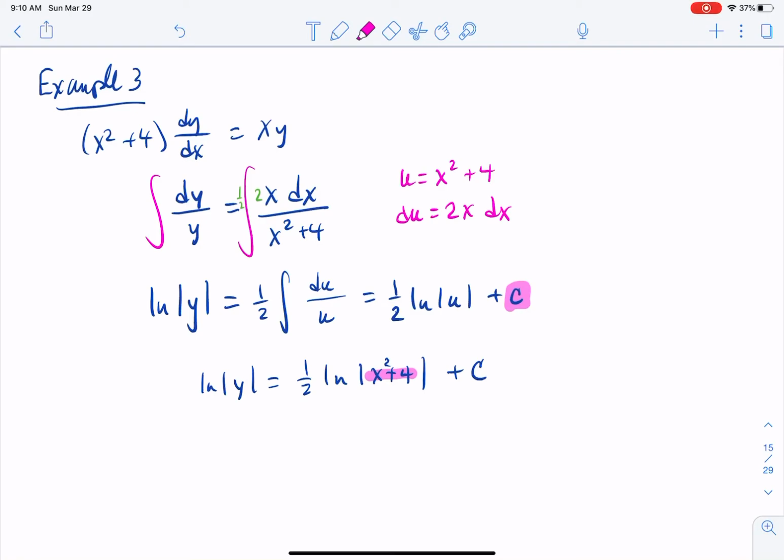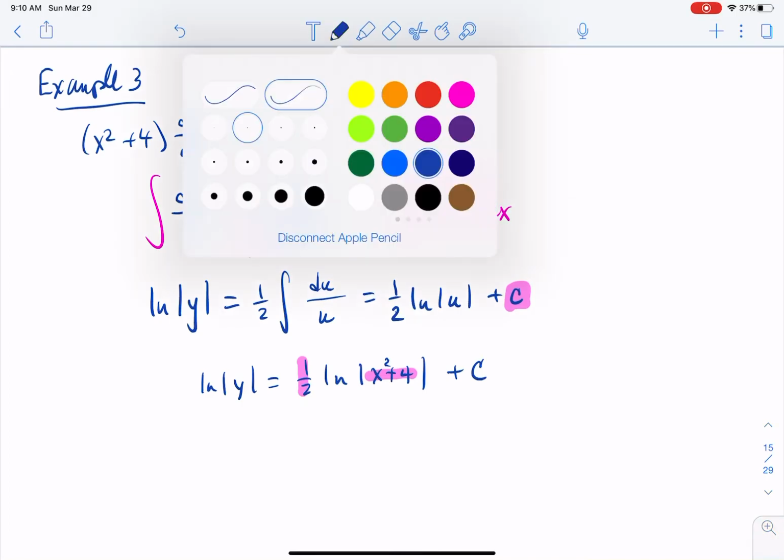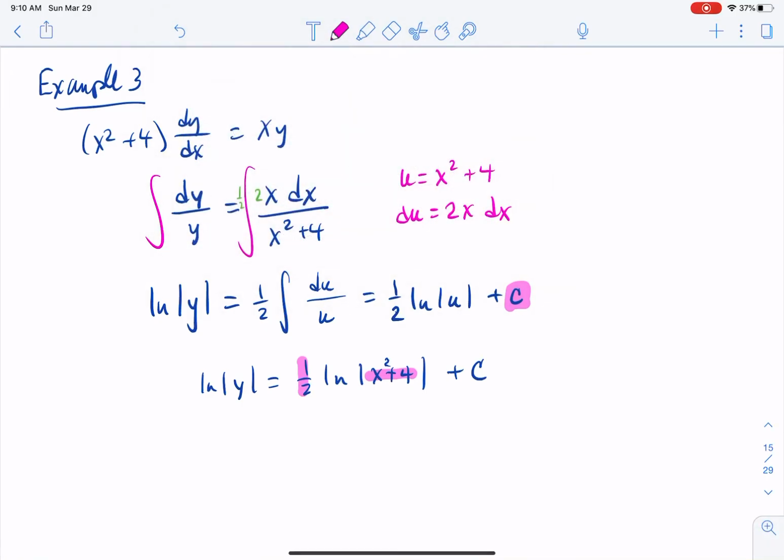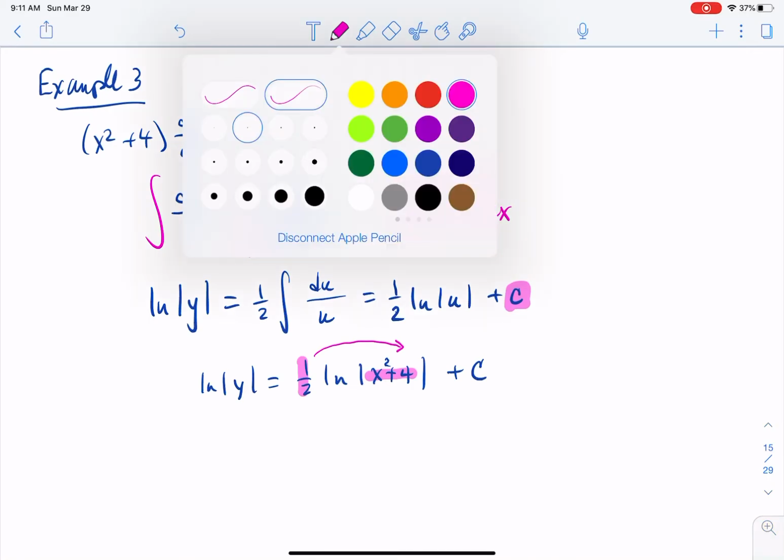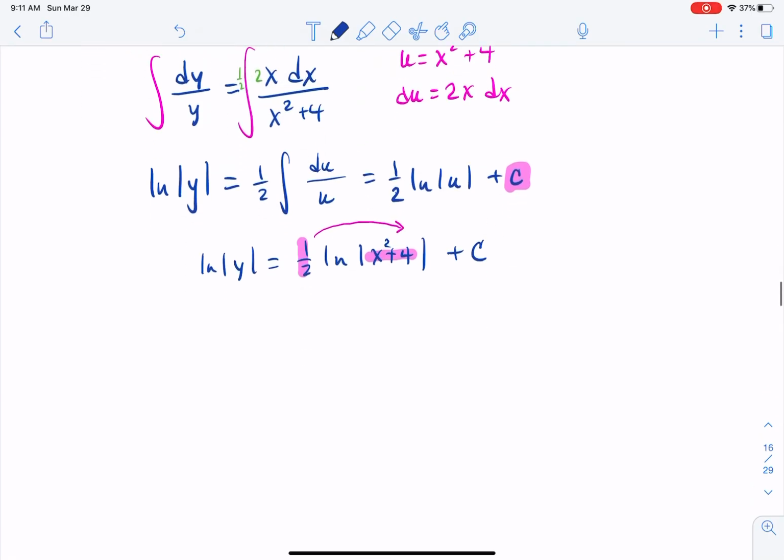But not only that, I'm going to take this 1/2 as this power that's in front, and I'm going to bring it to the inside using the power property of exponents, and when I do, that's going to make it the square root. So I have natural log absolute value of y is equal to the natural log of the square root of x squared plus 4. Again, the absolute value is not necessary, and then plus c.